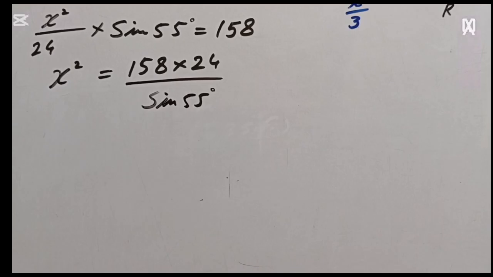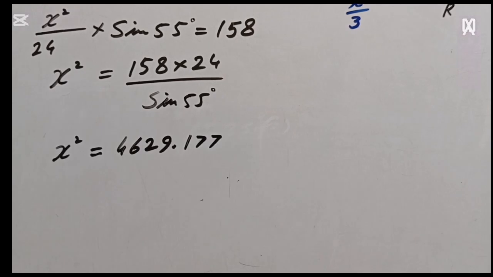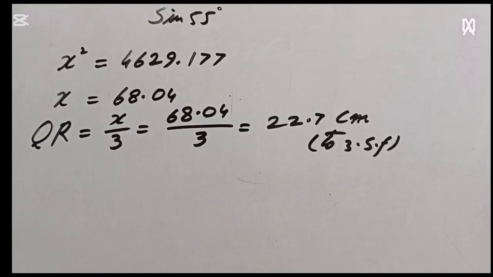Now we solve it taking square root both the sides. X equal to 68.04. Then QR is x by 3. So dividing this 68.04 by 3, the length of QR is 22.7 centimeter to three significant figures.